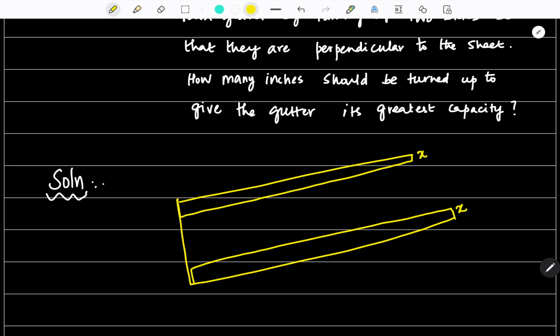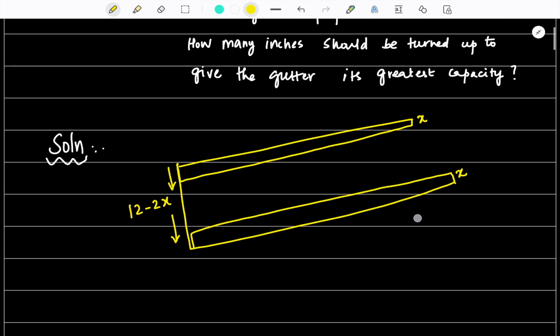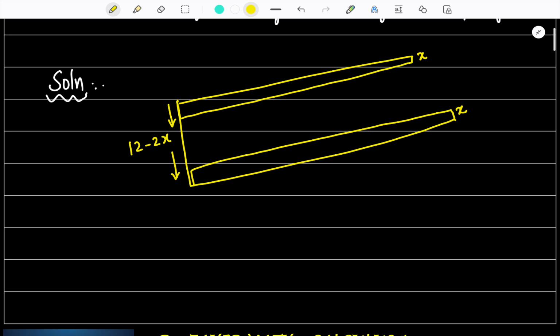So what will be the remaining side here? It will be 12 minus 2x. This side will be 12 minus 2x. So what is given? First, a rectangular metal sheet is given, which is 12 inches wide.